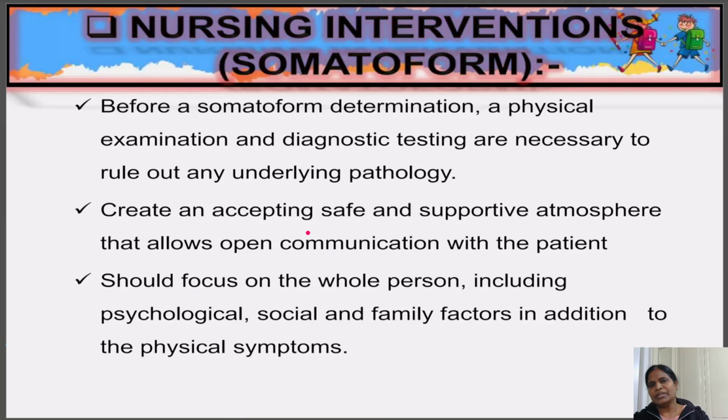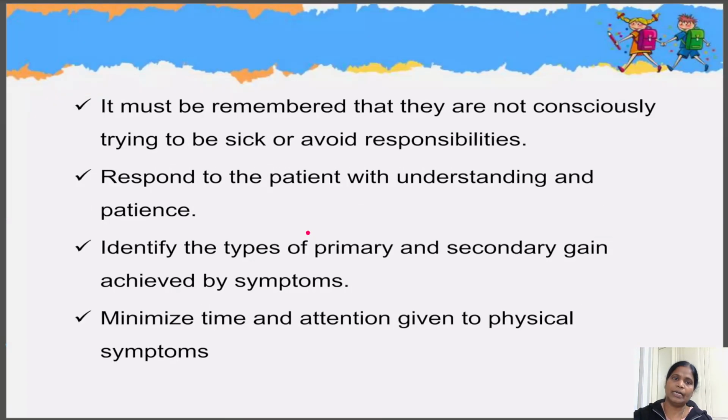Coming to nursing interventions, as said for the diagnosis part of it, we need to do physical examination and diagnostic testing. If there is any underlying pathology, we need to rule it out first. After that, when we are gathering any history, we need to provide a safe, supportive environment to the person, so the person can ventilate well to us. And we should focus on the person as a whole, including psychological, social, as well as family factors, in addition to the physical complaints they're presenting.